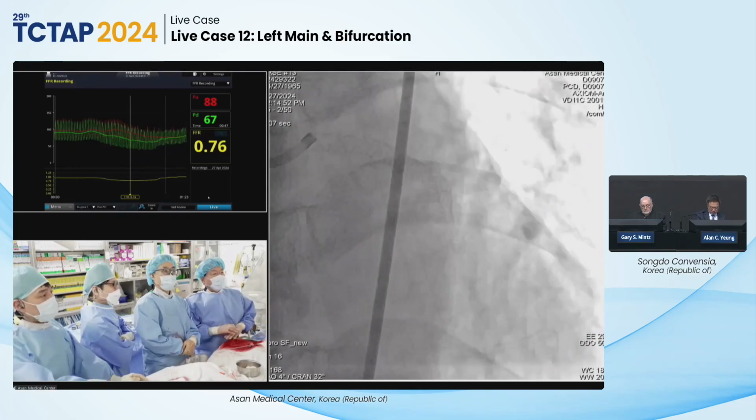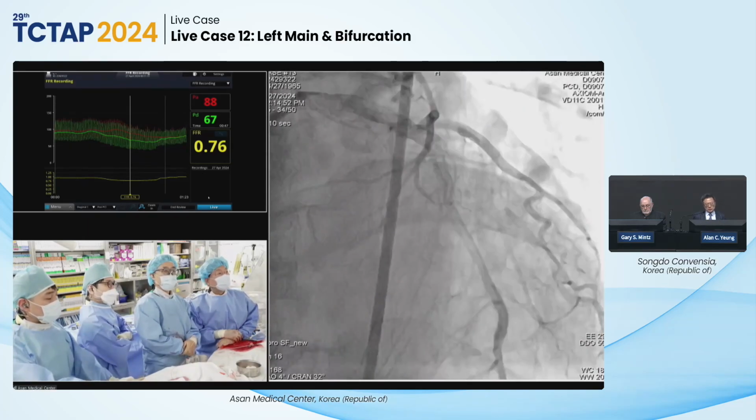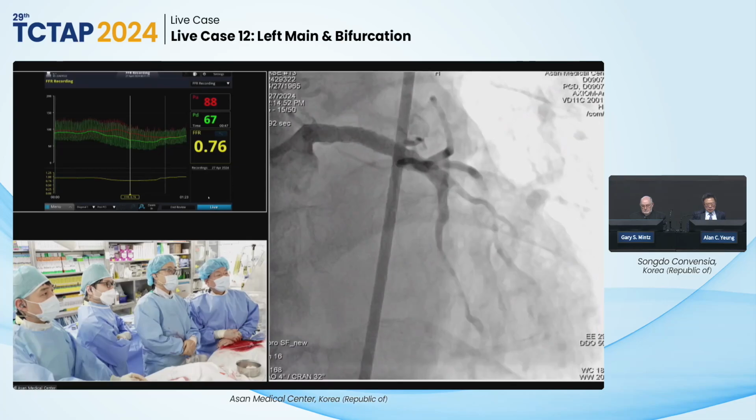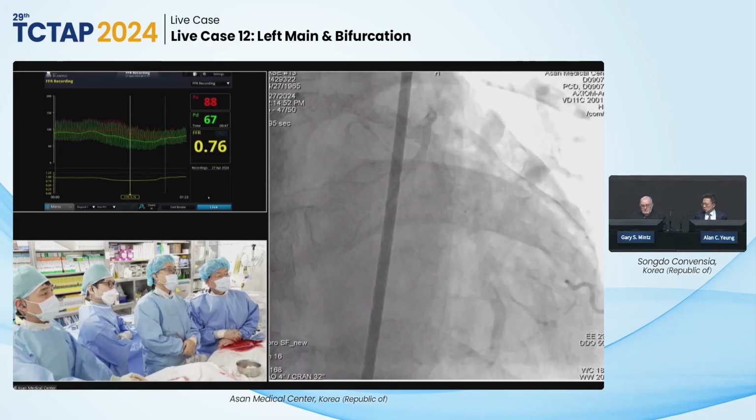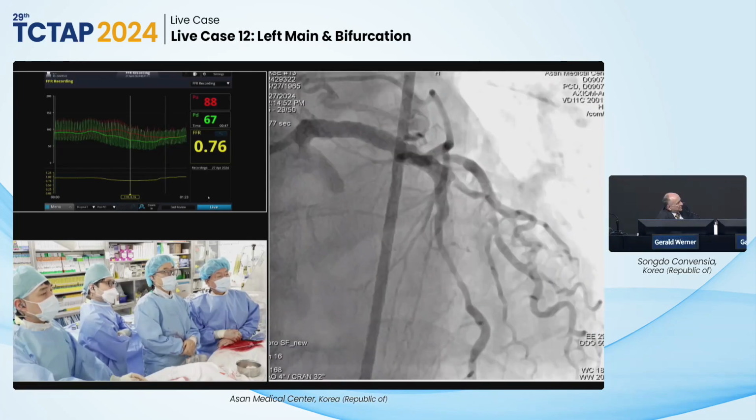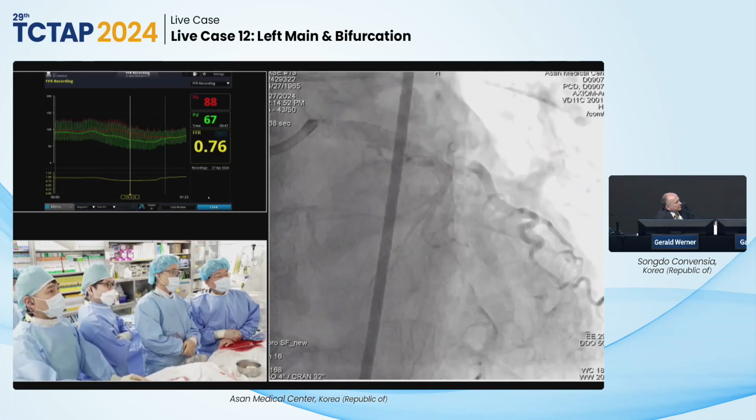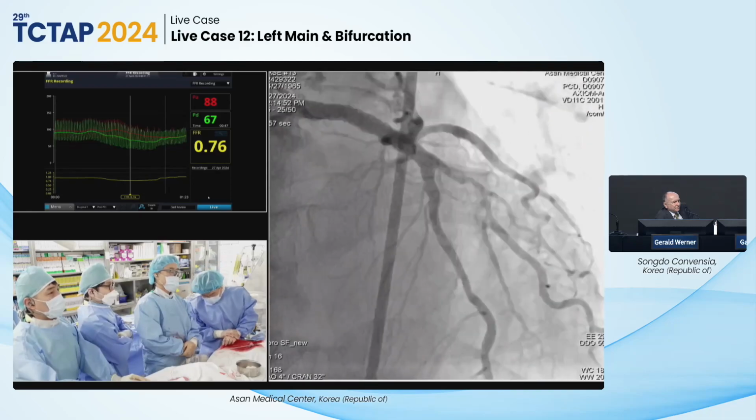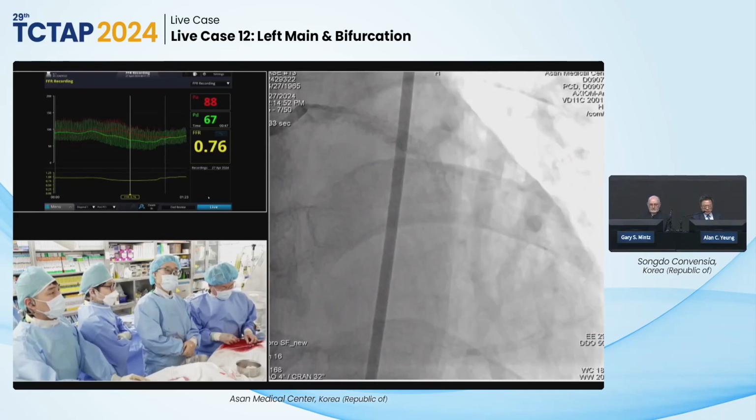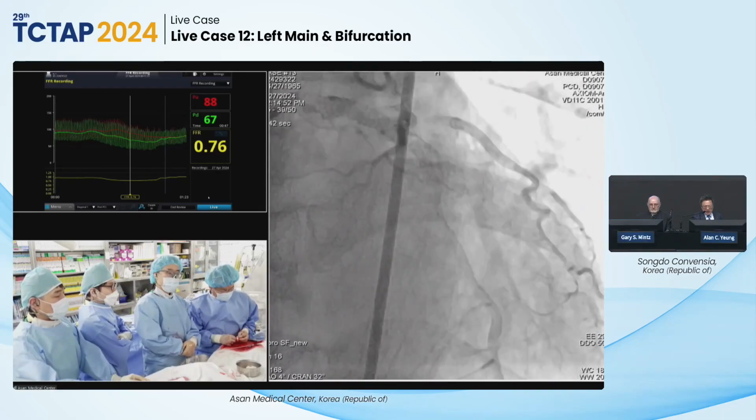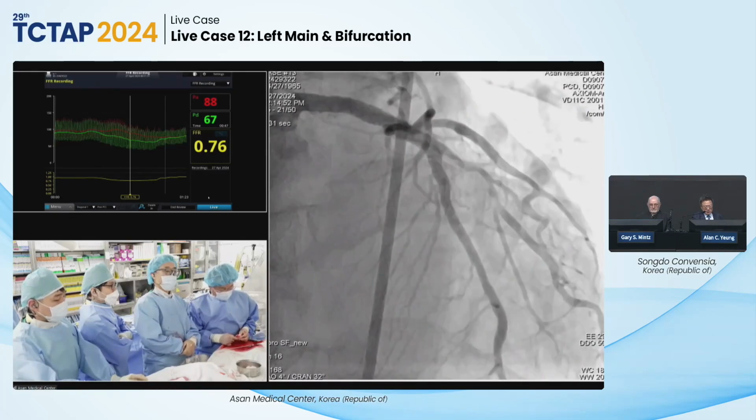Yes. I would argue that the main problem of the FFR in the LAD is the muscle bridge and not the stent. The stent drop was minimal. He pulled back all the way along the stent, the proximal part and the distal part of the stent, and it was 0.84 still. Because again, the bridge doesn't affect the average FFR that you measure.